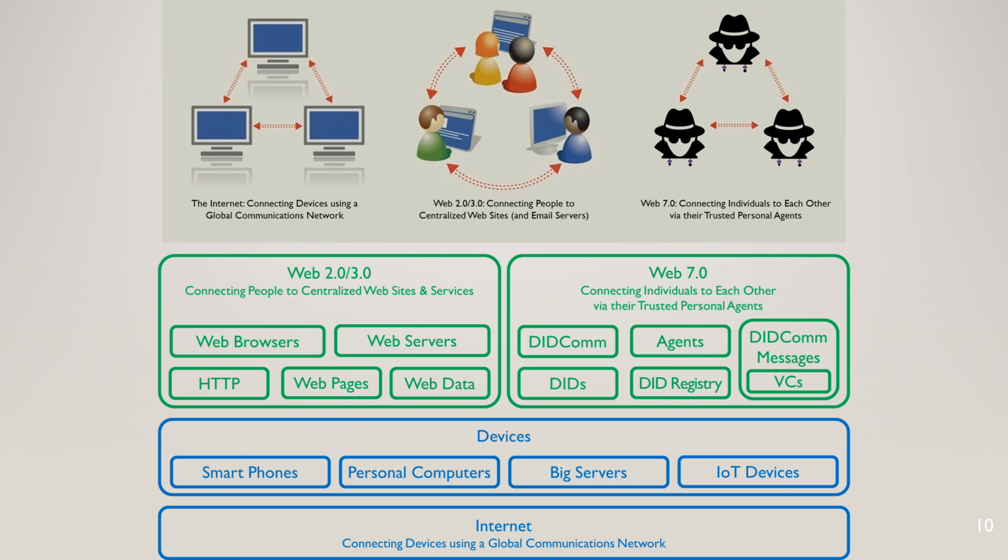Web 7.0 is about DIDComm protocols, DIDComm agents, DIDComm messaging with attachments, of which I feature VCs, but it could be almost anything. The DID registry for resolving DIDs to service endpoints, and then the decentralized identifiers themselves. Just to be clear, there are no websites in Web 7.0. It is all about trusted personal agents talking to trusted personal agents. They do coexist on the same internet network so that they can interoperate. But just to be clear, Web 7.0 does not have websites. It's entirely based on DIDComm agents.